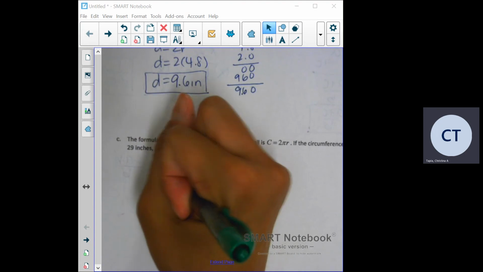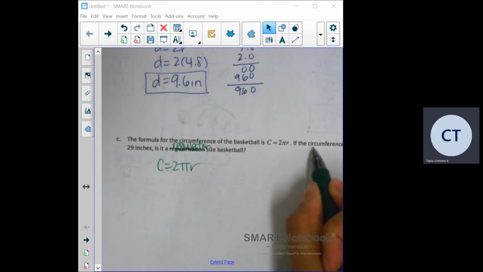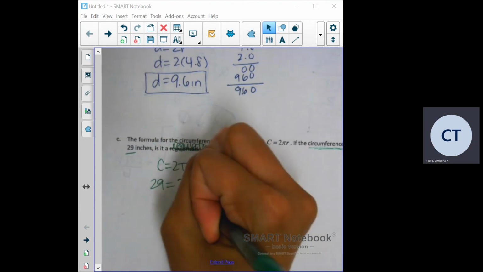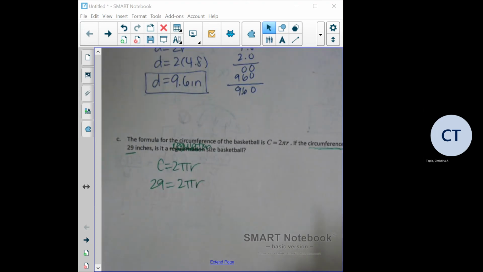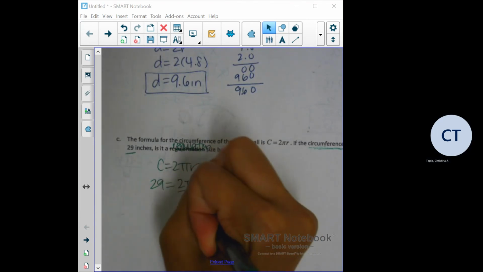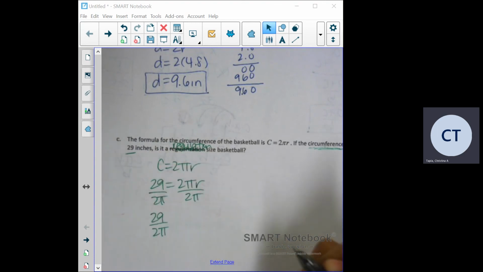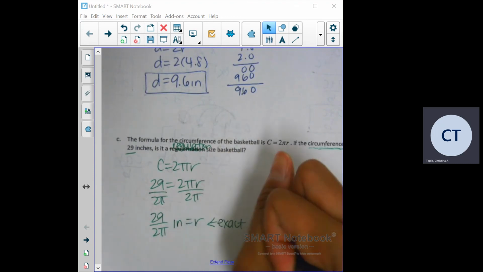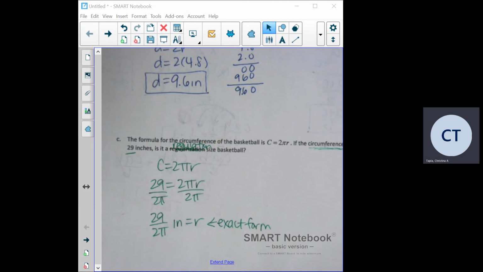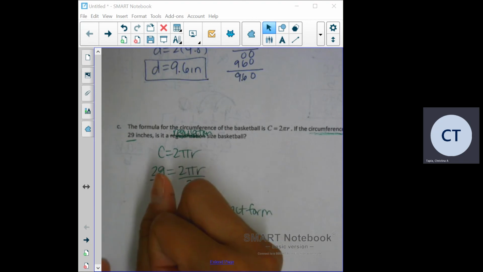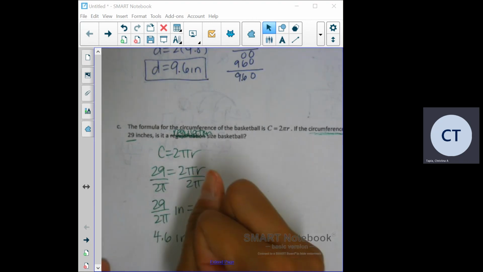I'm going to take C equals 2 pi r, and I'm going to plug in the circumference. The circumference is 29, so 29 equals 2 pi r. In order to get the radius by itself, do I need to subtract 2 pi or divide? So 29 over 2 pi, technically this is in inches, is your radius. In case I asked for the exact form, this is what I would want to see. If I asked for the approximate decimal, which I would actually divide or put into a calculator and simplify, this would be 4.6 inches.